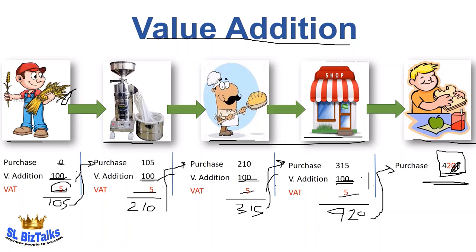These other parties are indirectly collecting this from the consumer and paying that to the government. This farmer will pay 5 to the government, this flour mill will pay 5, the baker will pay 5, and the shop will pay 5. The total will be 20. They are indirectly collecting this 20 from the consumer.